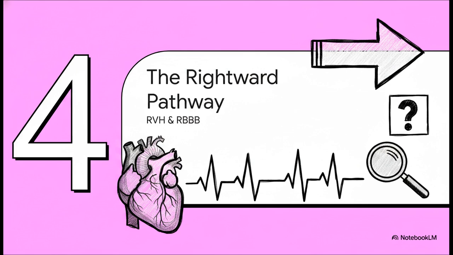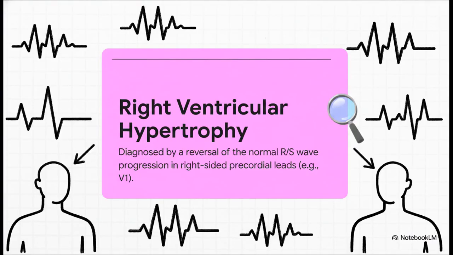We're on the hunt for evidence of right ventricular hypertrophy, or RVH, and its partner in crime, right bundle branch block, or RBBB. The diagnosis of RVH really comes down to one key thing: a reversal of the normal R to S wave progression in the chest leads. Normally, the R wave gets taller as you go from V1 to V6, but in RVH, that pattern gets flipped, especially in lead V1.